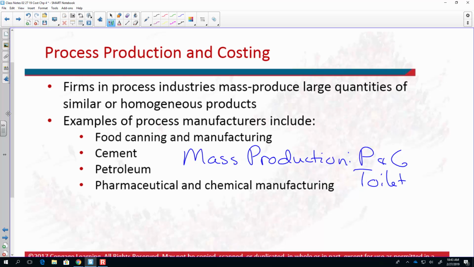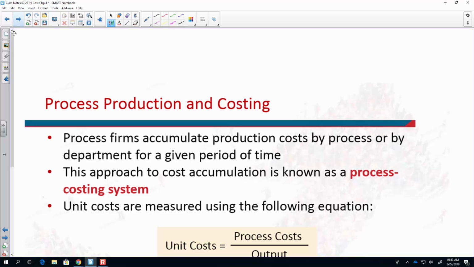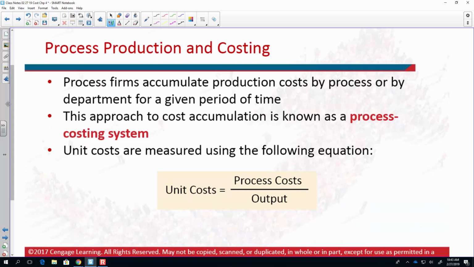We're still coming up with our goal, right? How much does it cost to make one? Cost per unit. It doesn't matter whether we're using job order or process costing, our goal is still the same. Dollars over units is our goal in cost accounting.